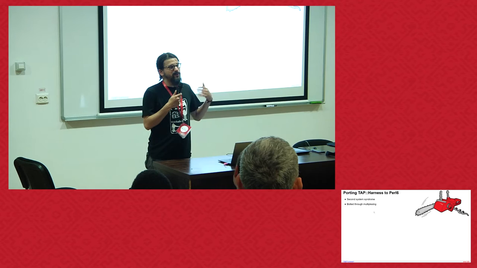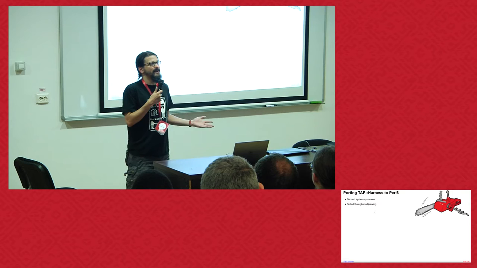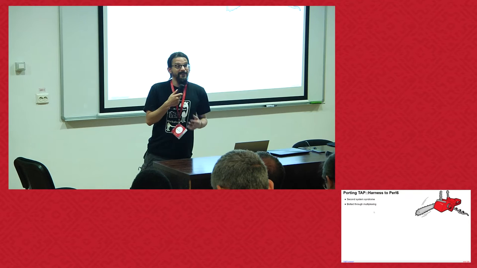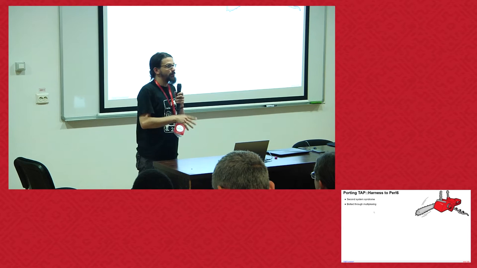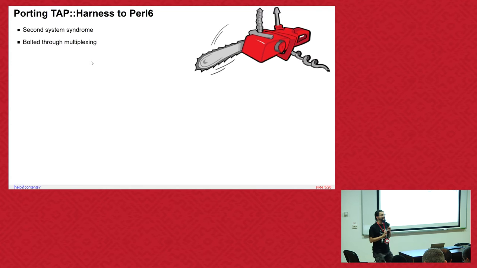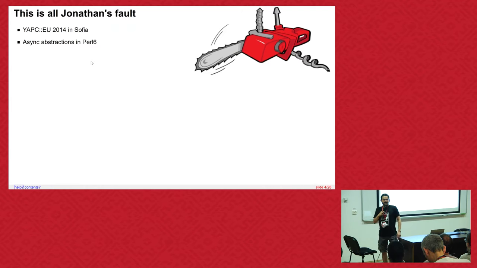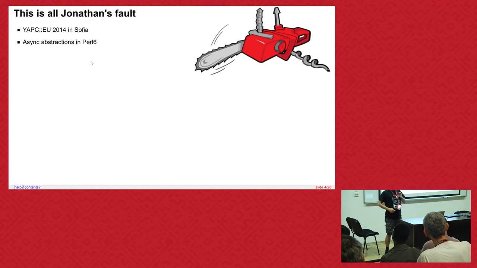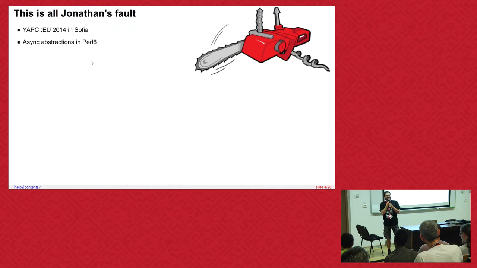But because it's such an important module in Perl 5, I can't easily decide I'm going to rewrite this from scratch because it's going to break things, and that's going to have a big real life impact. However, I discovered at some point about a year ago, Perl 6 didn't have a TAP harness yet. So here I could do all the things I wanted to do, except, you know, it didn't have to work yet. I could slowly get there. This is all Jonathan's fault, really, because at YAPC two years ago, we talked about all the fancy async features in Perl 6, and I was like, that would have been really useful in a program like a TAP parser. Then I was like, yeah, maybe I can actually do this.